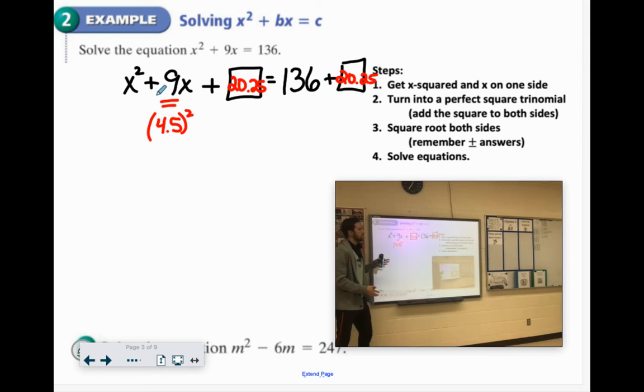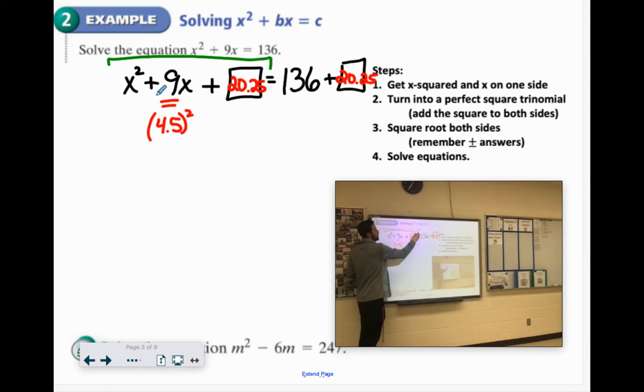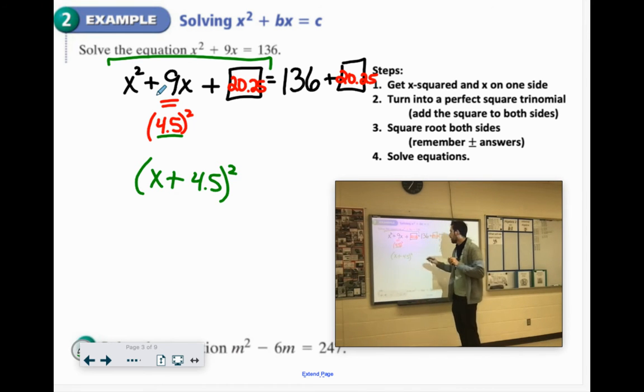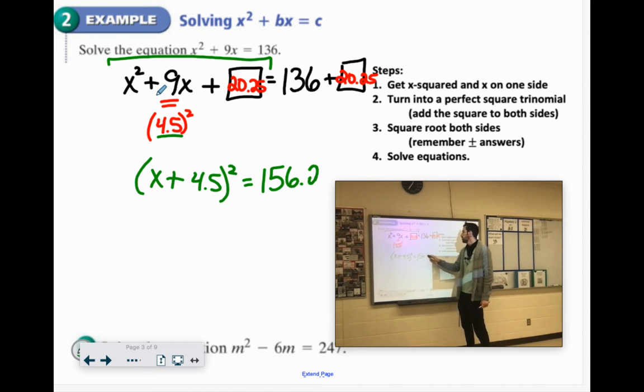So what that does is it turns the left side of the equation into one of those perfect square trinomials. So it would just be x plus 4.5 squared. That's how that left side is going to factor. We completed the square. Now the right side, 136 plus 20.25 would be 156.25.